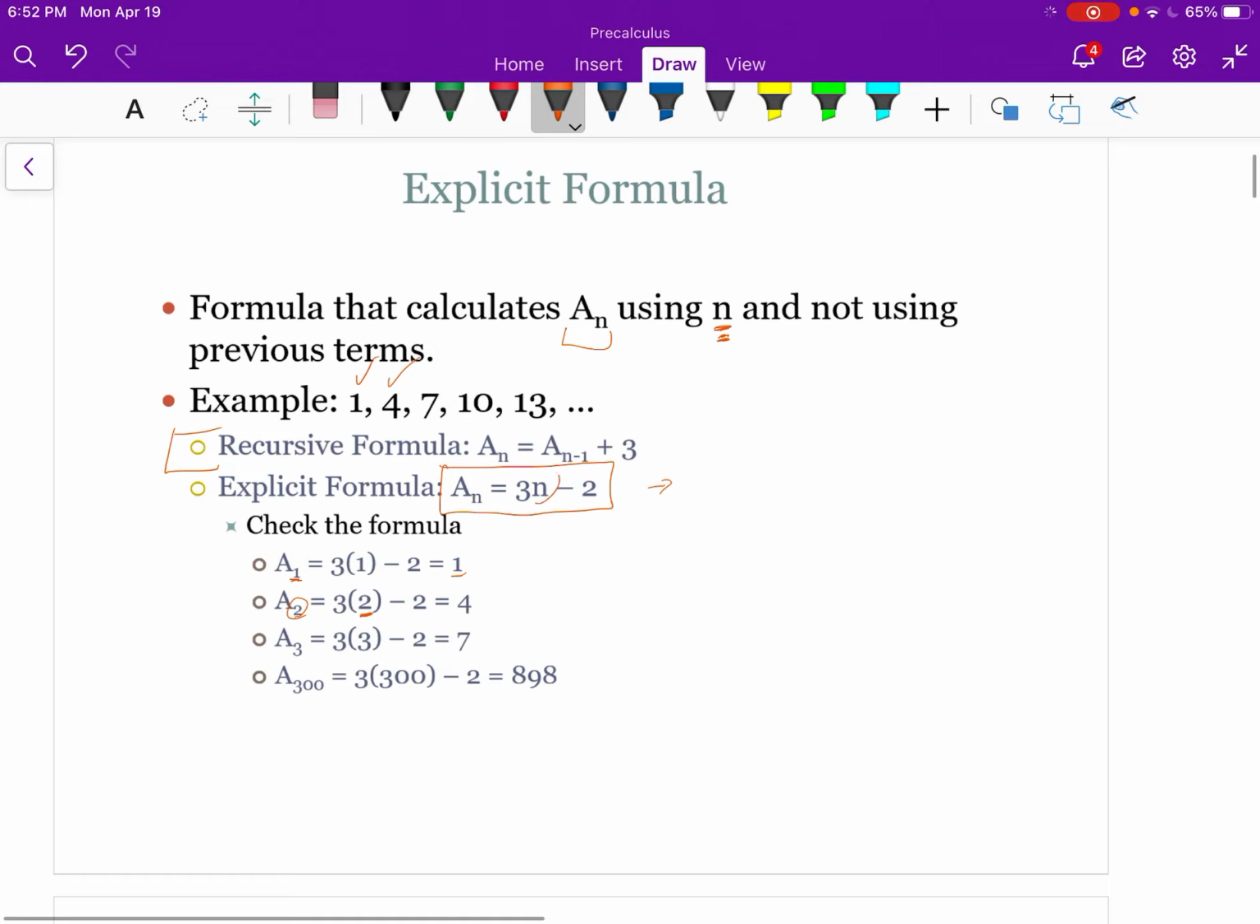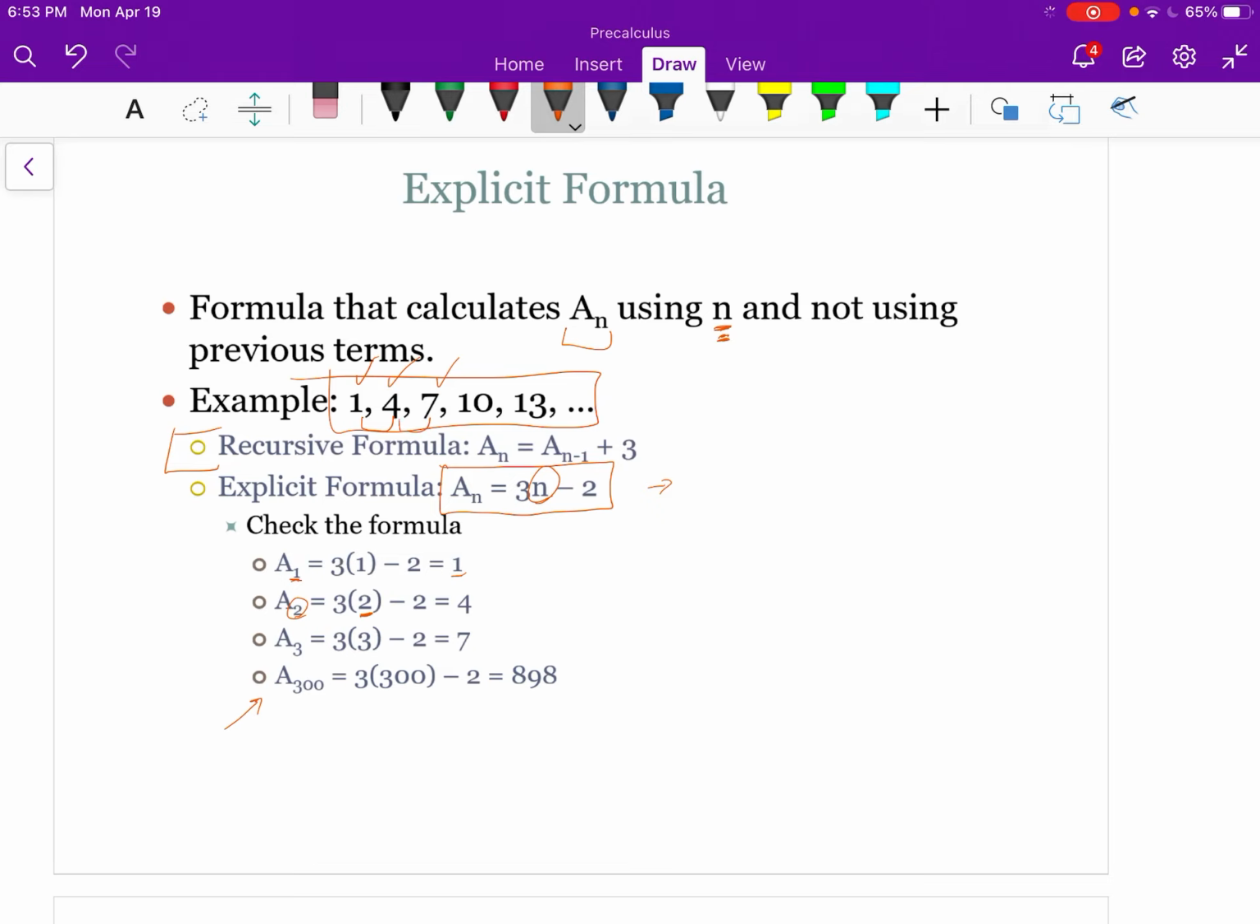Check. 3 times 3, so we put in 3 for n. 3 times 3 minus 2. 9 minus 2 is 7. That works. And there we have it. And for some reason I have the 300th term there. You can find any term you want. The 300th term, you plug in 300. 3 times 300 is 900 minus 2 is 898. So it does give us our terms.